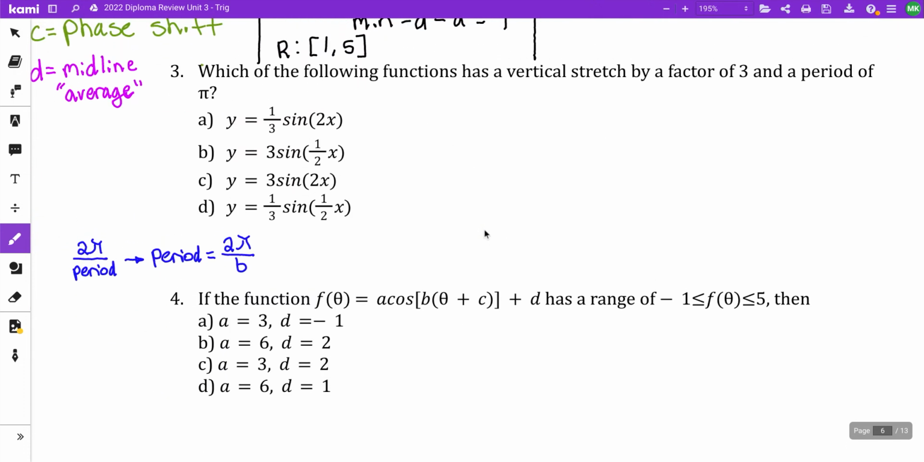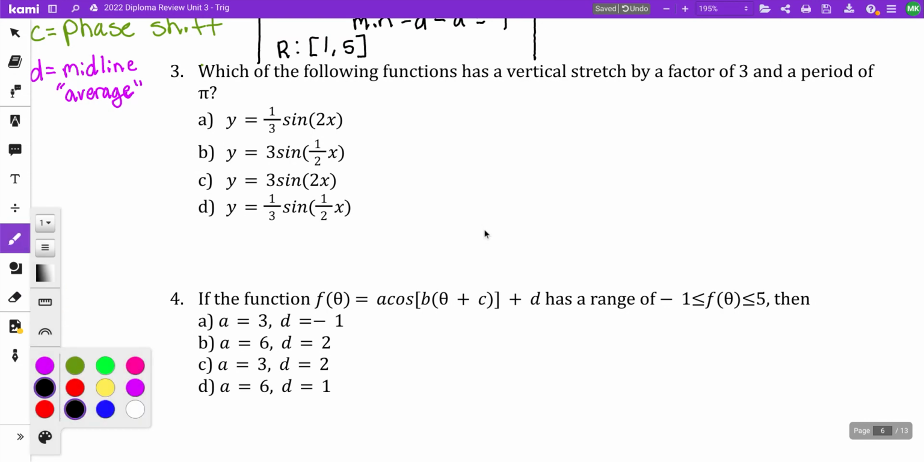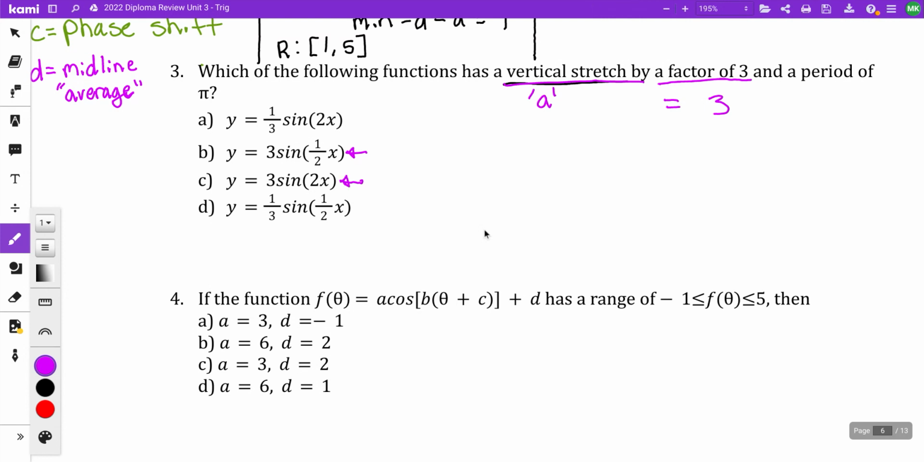Number 3. Which of the following functions has a vertical stretch by a factor of 3 and a period of pi? Let's start with vertical stretch by a factor of 3 and figure out which ones have that. Vertical stretch means your A value. Factor of 3 means it is 3, right? Vertical stretches, it just is what it says it is. That means it's one of these two. Can't be these two.